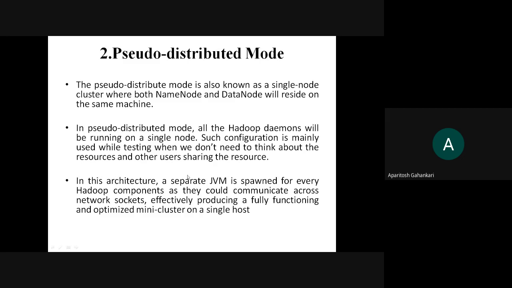Okay, so in this architecture a separate JVM, that is Java Virtual Machine, is spawned for every Hadoop component, as they communicate across network sockets. Okay, so networking का अगर आपको knowledge है, TCP/IP, and there are different sockets and different ports through which the communication is going on, so effectively producing a fully functional and optimized mini cluster on a single host. So you get a look and feel of working in a cluster, but you are really working on a single machine.